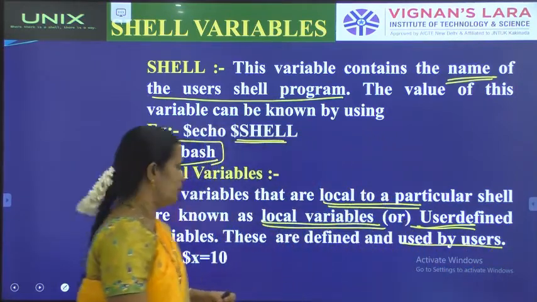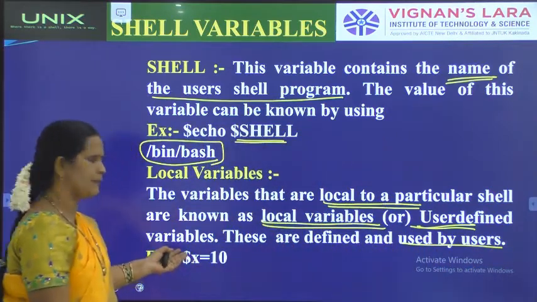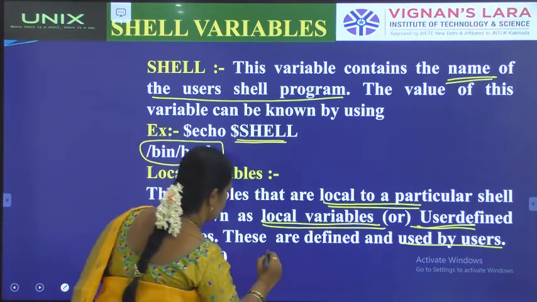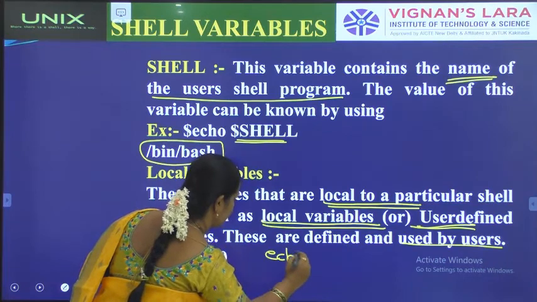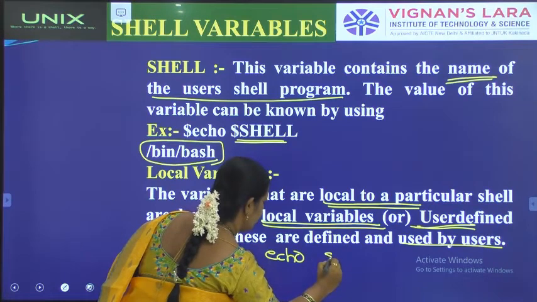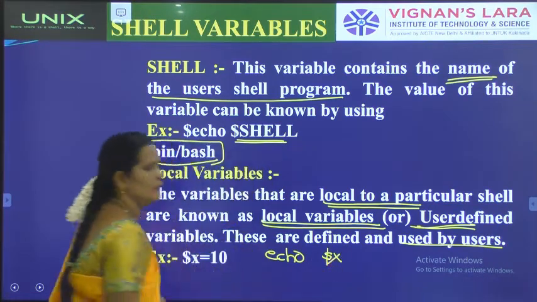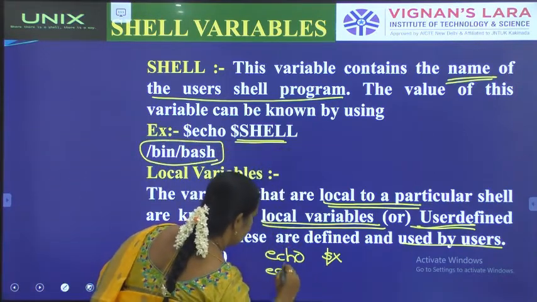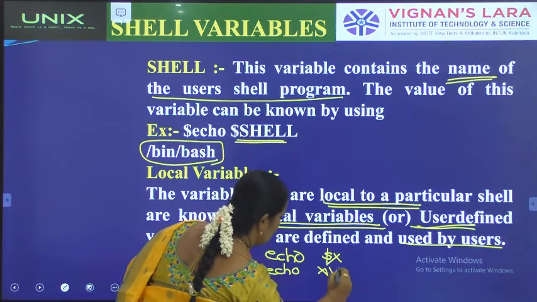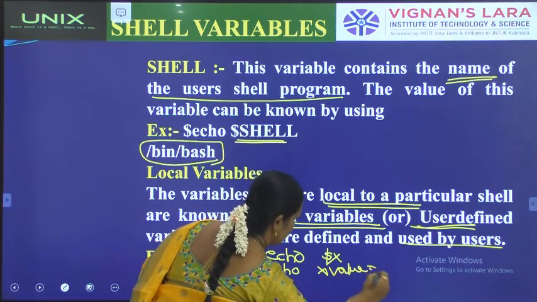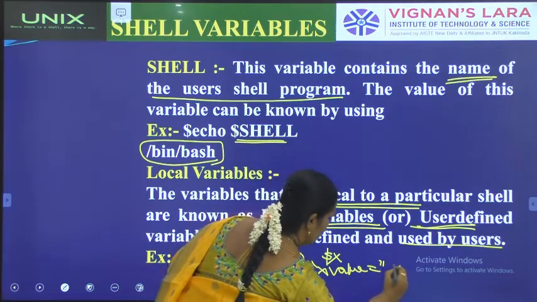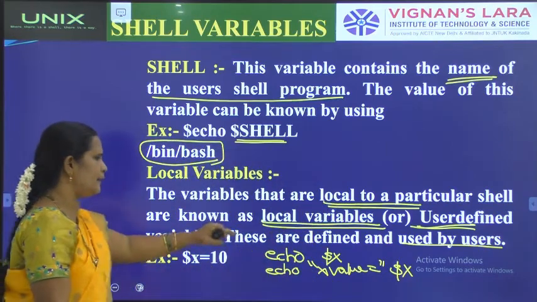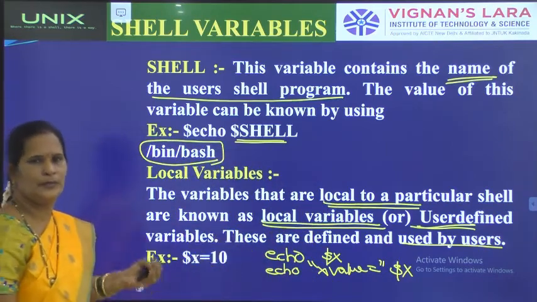Okay, so here I initialized one variable, that is x = 10. In order to view the value of x, echo $x. Okay, in order to view it with a message, echo "x value equal to $x". Okay, so these are declared, defined, and used by users only.